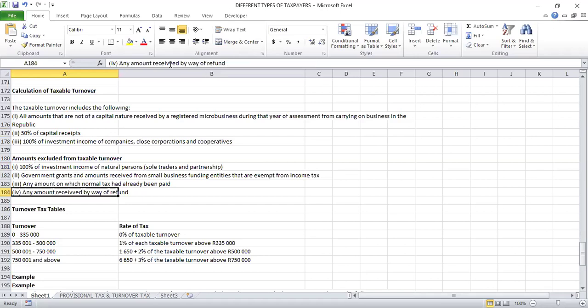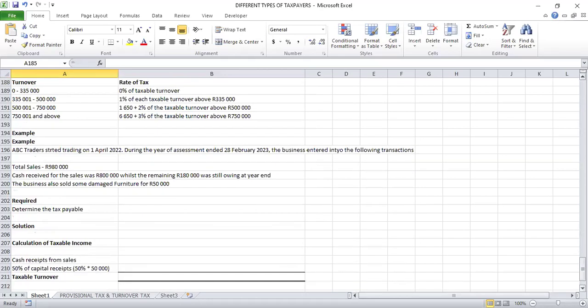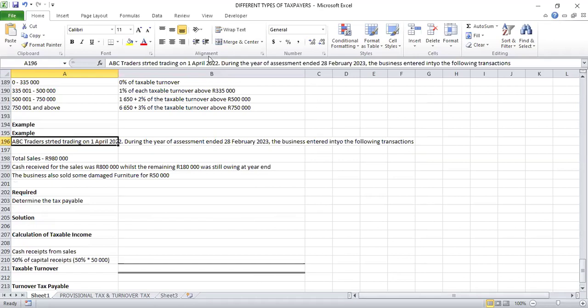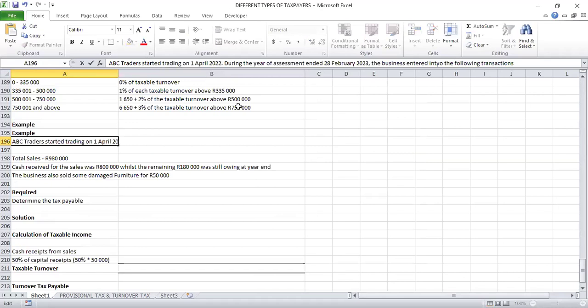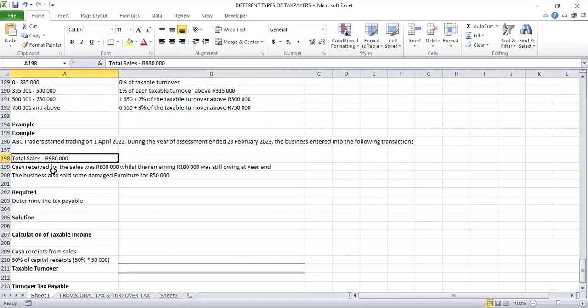Let me just show an example. We have ABC Traders that started trading on 1 April. During the year of assessment, the business entered into the following transactions. Right, total sales were 980,000. Cash received from the sales was 800,000, while the remaining 180,000 was still owing at year end. The business also sold some damaged furniture for 50,000.